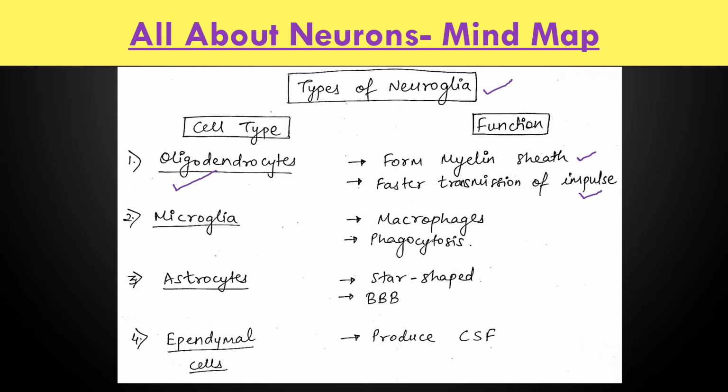Second one are the microglial cells, which act as macrophages. So they are going to perform phagocytosis and they will clear all the dead and damaged materials. Third type is the astrocytes, which are actually star-shaped. That's why they are called as astrocytes. And these are important as blood-brain barrier. So they are going to prevent all the toxins and pathogens from entering your central nervous system. The fourth type of the neuroglial cells are the ependymal cells. Now these are the cells which actually produce the CSF, that is the cerebrospinal fluid.